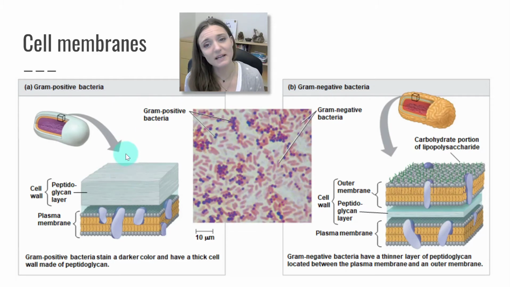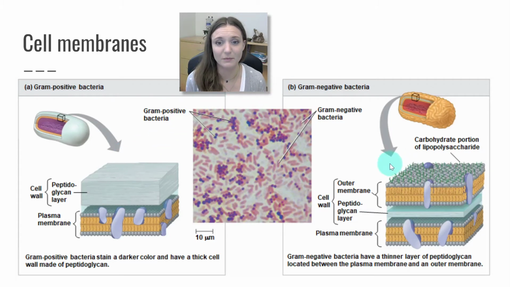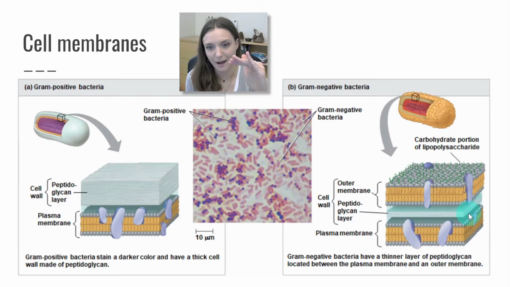The other main type of structure that we see in the cell membrane of prokaryotes is the gram-negative bacteria. So here's the inner plasma membrane. We still have a peptidoglycan layer, but look how much thinner it is, right? It's much smaller. And now we add another layer on top of that. So we have the inner cell membrane, peptidoglycan layer, and then we have the outer cell membrane.